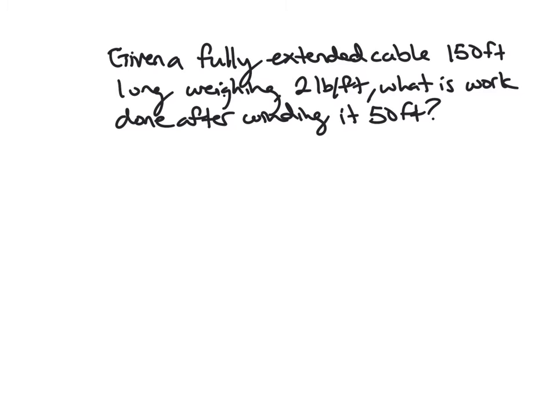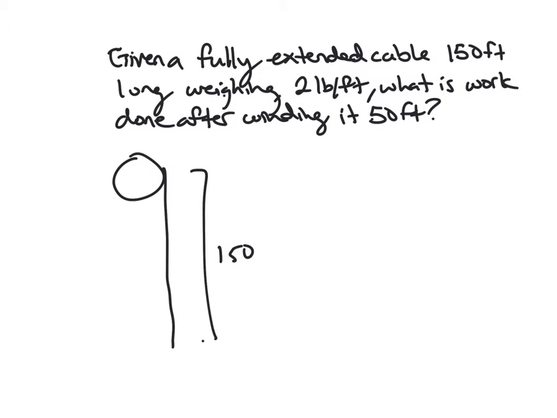All right, so let's look at this example. Here we're going to be given a fully extended cable of 150 feet in length, weighing 2 pounds per foot. So you just go ahead and draw a picture. It's usually going to help here. So this is 150 feet. And we want to know how much work has been done after winding it up 50 feet. So basically we want to go from winding up 0 feet at the bottom to 50. Okay?